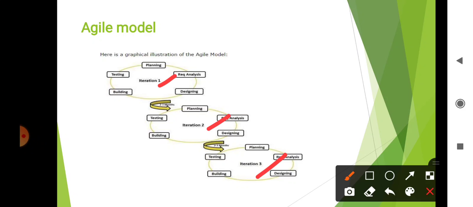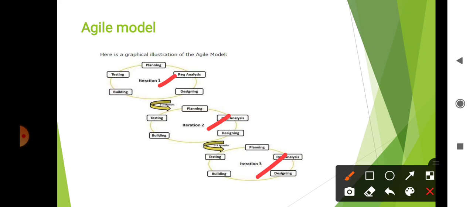Every iteration involves a cross functional team working simultaneously on various areas like planning, requirement analysis, designing, coding, testing and acceptance testing. At the end of the iteration, a working product is displayed to the customer and important stakeholders. Agile models believe that every project needs to be handled differently and the existing methods need to be tailored to best suit the project requirements.